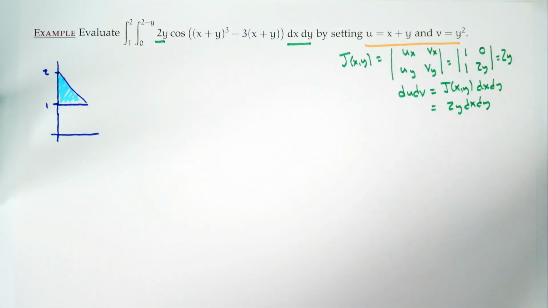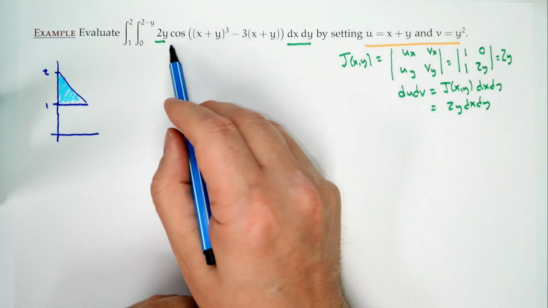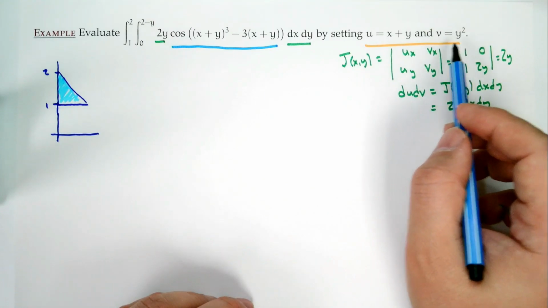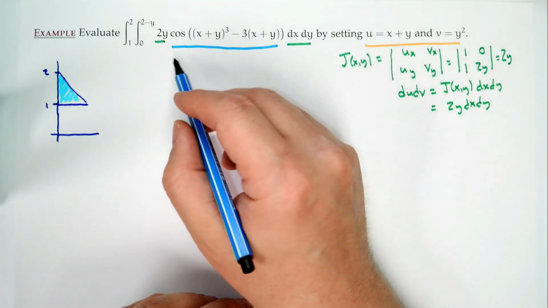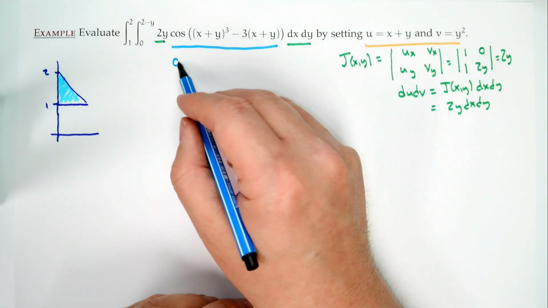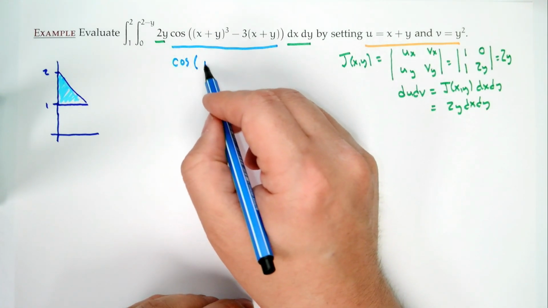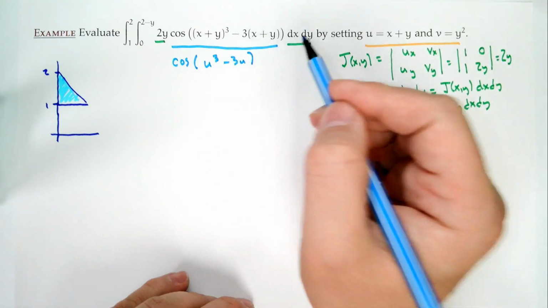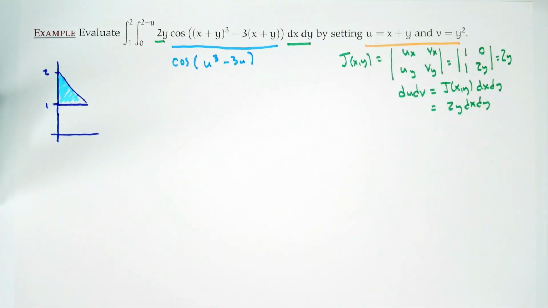Now, what's the next thing? Well, let's talk about our function. Now here, it's pretty easy, because there are no y squares. Everything looks like x plus y. The 2y, again, that's not going to be part of our function. So we're going to get cosine of u cubed minus 3u. Okay, well, that's interesting.